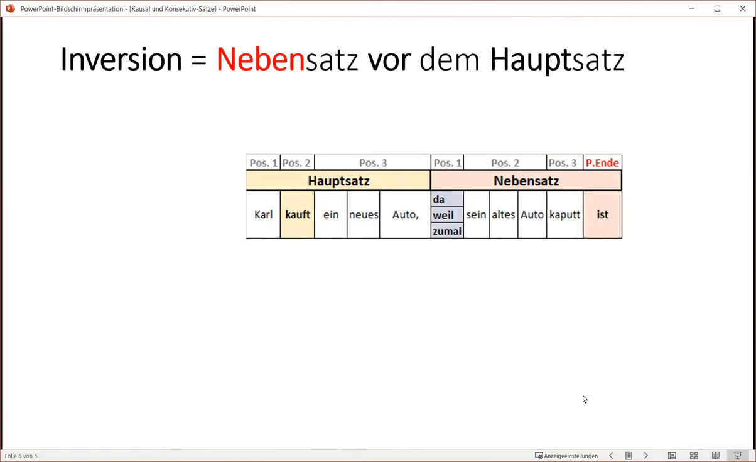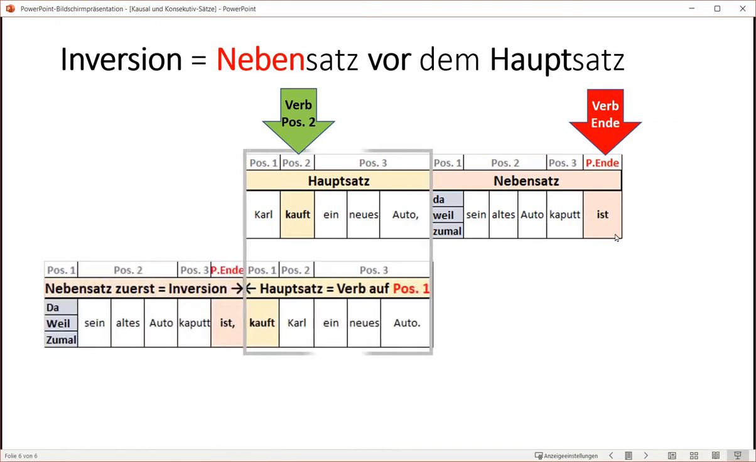Our last topic now is inversion, if the Nebensatz stands before the Hauptsatz. So normally we start with the Hauptsatz here, followed by the Nebensatz. Our example is the same. Karl kauft ein neues Auto, da sein altes Auto kaputt ist. So the verb in the Hauptsatz is on position 2, and in a Nebensatz at the end, as you know.